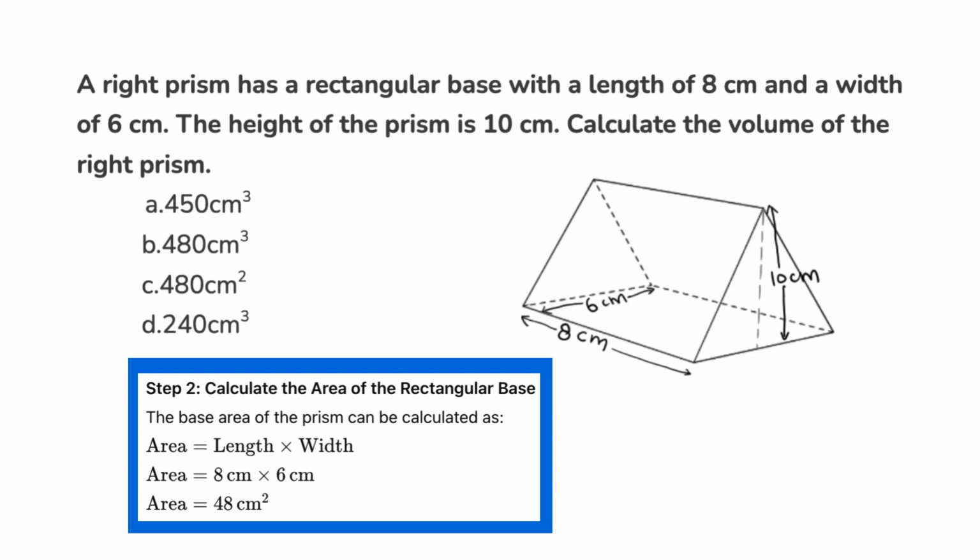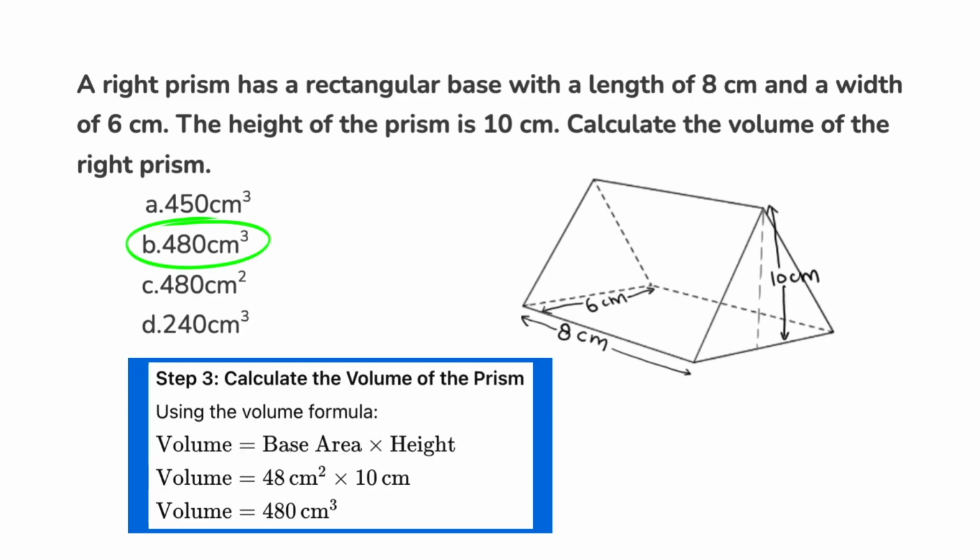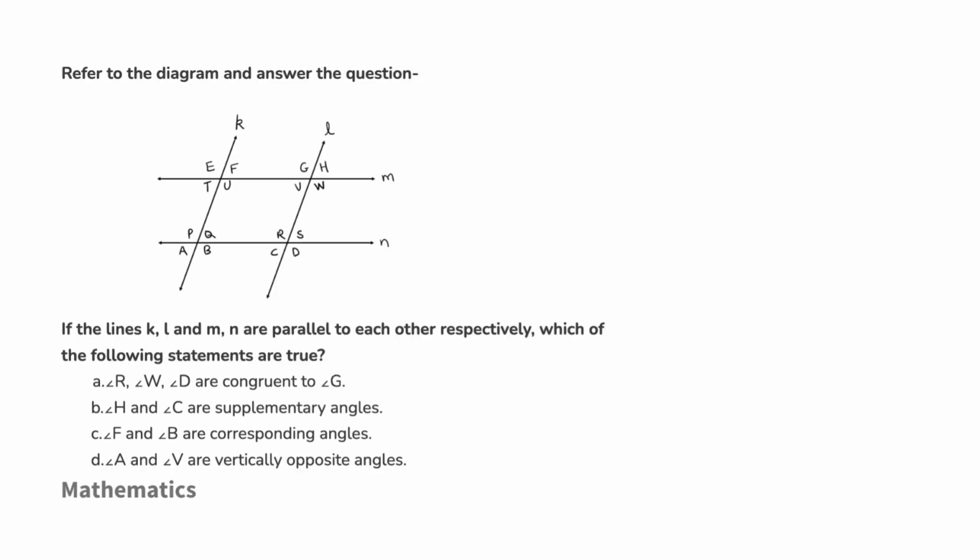And now let's calculate the area of the rectangular base. Remember that area equals length times width, which means in this case, the area is 48 centimeters squared. Now we need to calculate the volume of the prism, which we can see turns out to be 480 centimeters cubed. All right, great. Let's keep going.